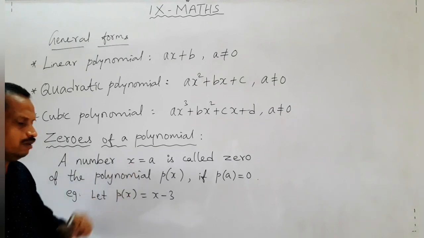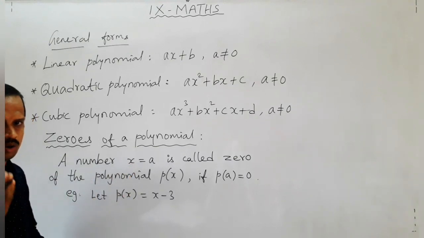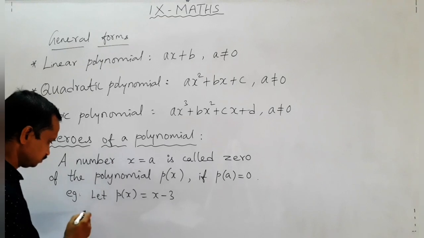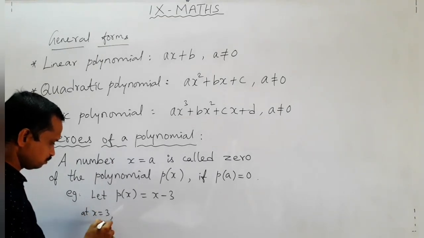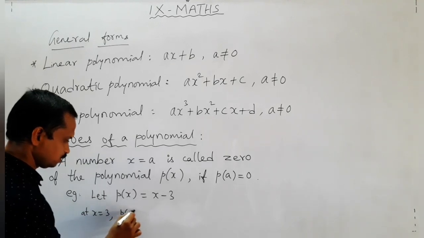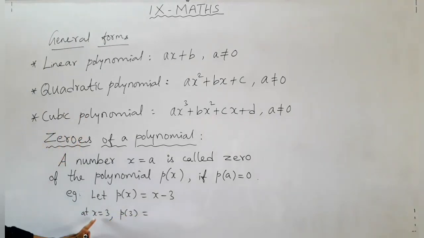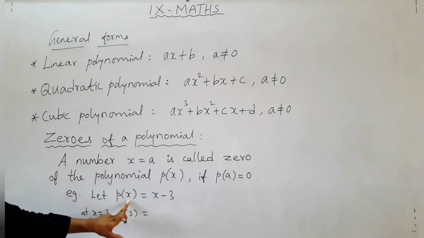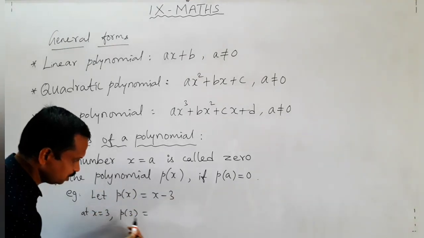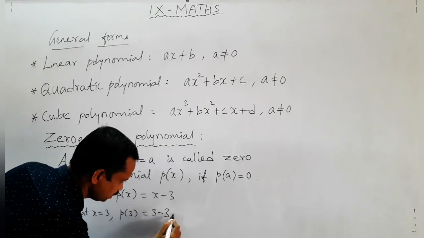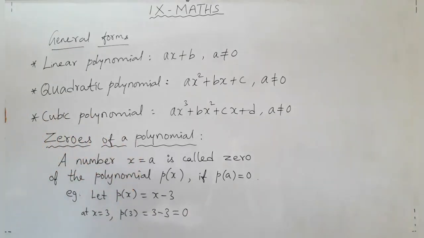So x equal to a, where a is nothing but any constant. Just I am putting x equal to 3. P of 3 equal to, that means I am substituting 3 for x. So here instead of x put 3. P of 3 means wherever you see x you have to put 3. So P of 3 is equal to 3 minus 3, which is equal to 0.